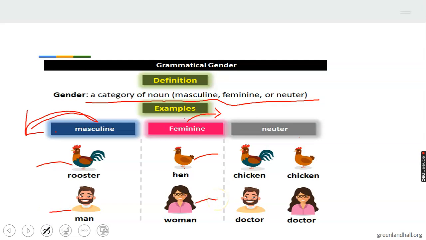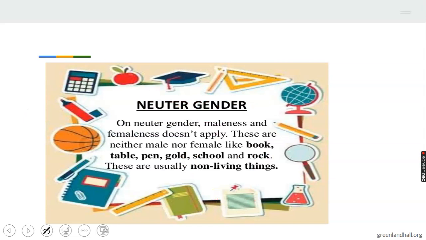Okay, let's take a look at the neuter gender. On neuter gender, maleness and femaleness don't apply. That is, there's nothing like male or female. These are neither male nor female. Like book, table, you can see them in bold. Book is not a boy or a girl. Book, table, pen, gold, skull, rock, etc. We have a lot of them.